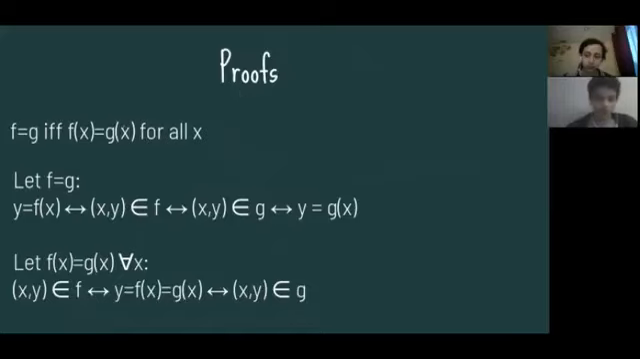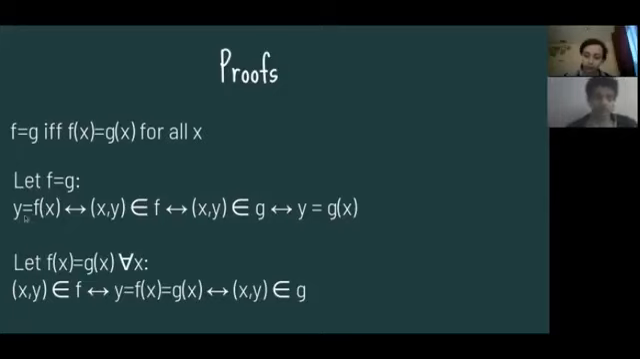The third theorem: if you have two functions, f and g, they are equivalent if and only if f of x equals g of x for all x. So we will assume first that f equals g, then we will assume that f of x equals g of x, and we'll show that these two lead to each other. So first, let's assume that f equals g.